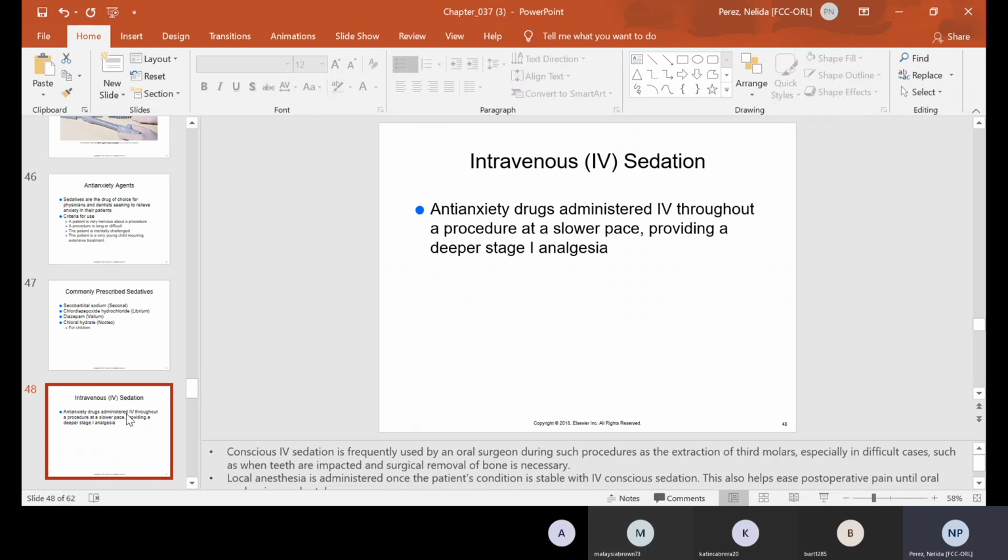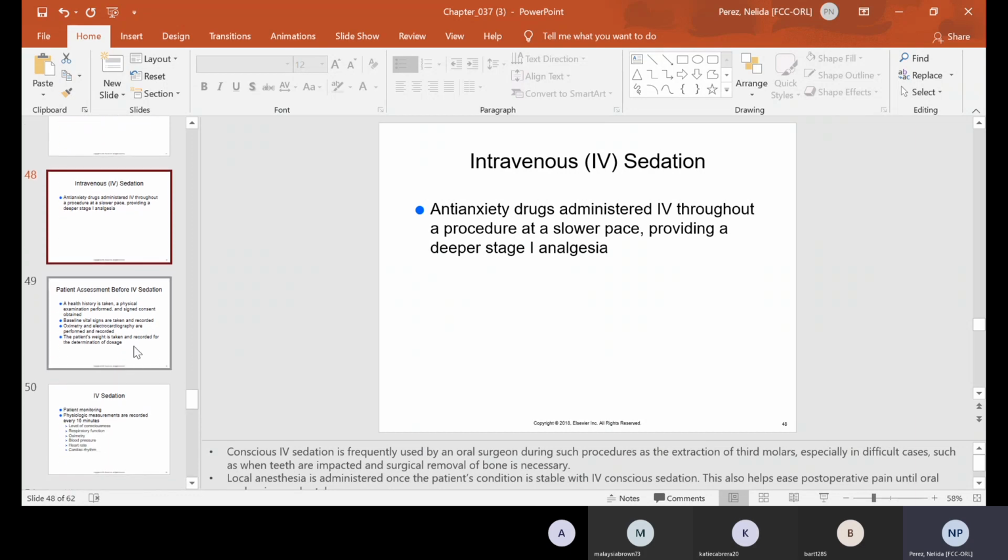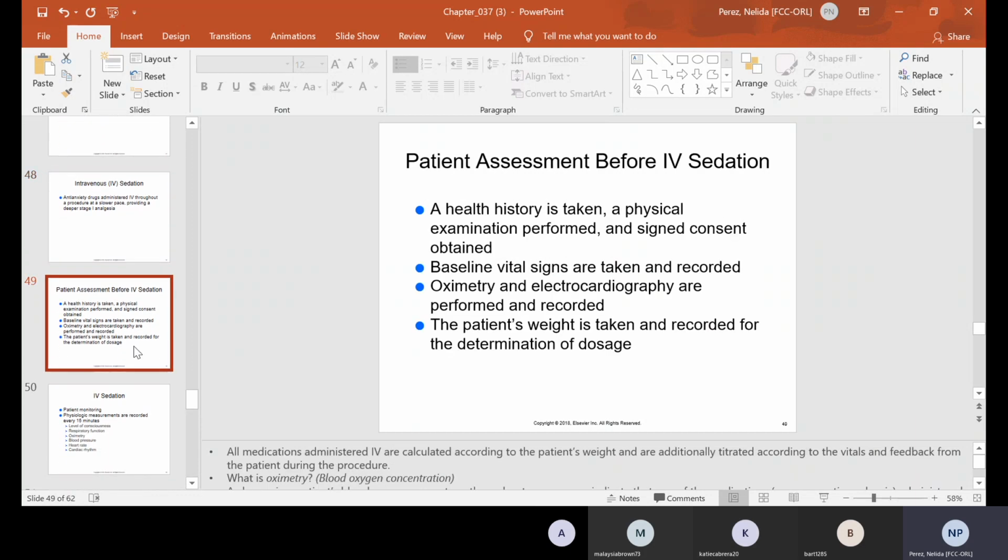Intravenous sedation is another one. These anti-anxiety drugs are administered IV throughout a procedure at a slower pace, providing a deeper stage 1 analgesia. Again, pretty much everything is the same as the other procedures. We make sure we have the medical history, we check their physical examination, which the doctor does, and again, they sign consent for everything that we do.